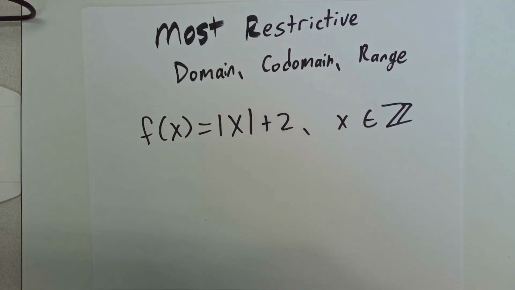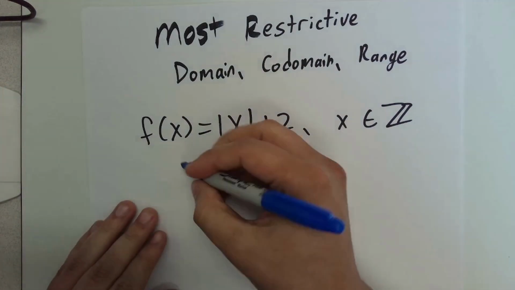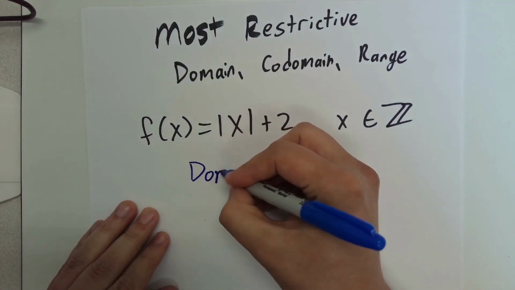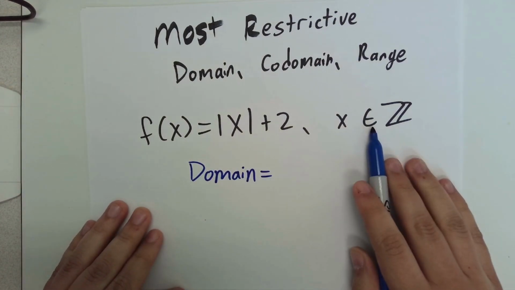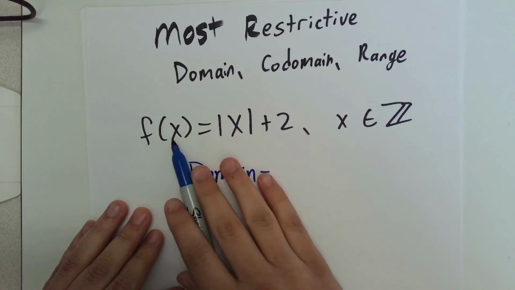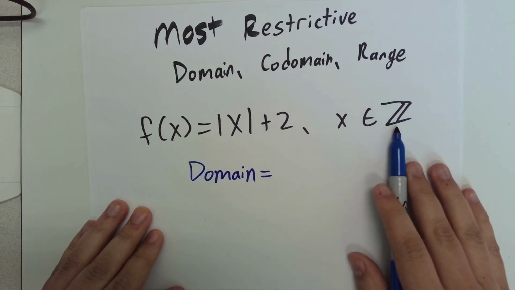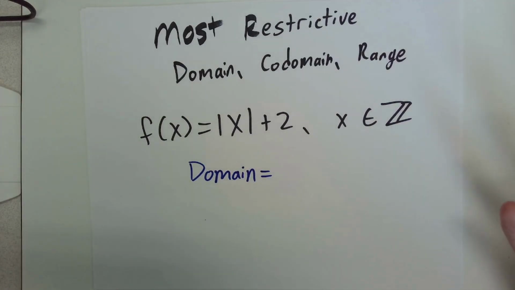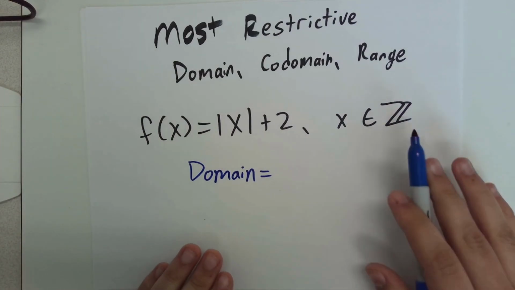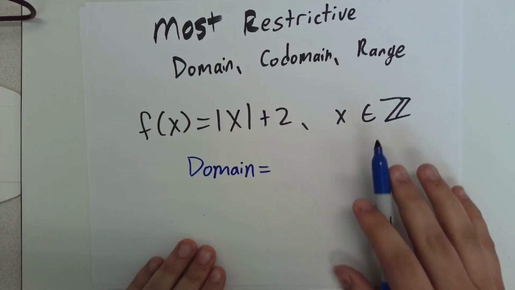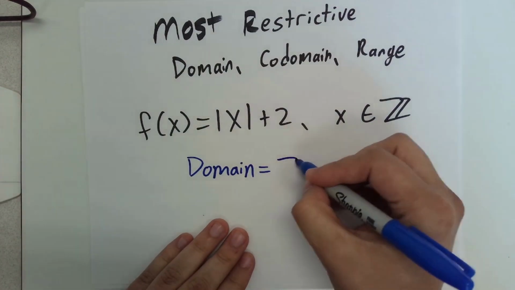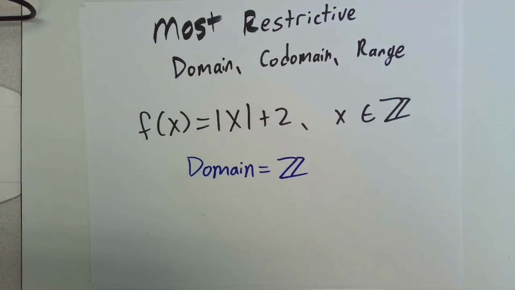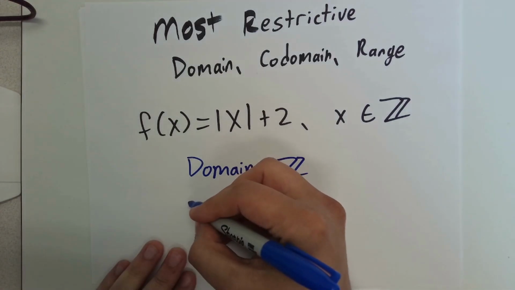So let's see if we can't do a little bit of detective work and solve this. So for our domain, we aren't given a lot of constraints on what x can be, right? The only thing we know about x is that x is an integer. And that's pretty much as deep as we can go. There's no other additional constraints limiting what x could be in this situation. So as far as we're concerned, our domain is all the integers. Easy enough. Well, let's talk about our codomain.